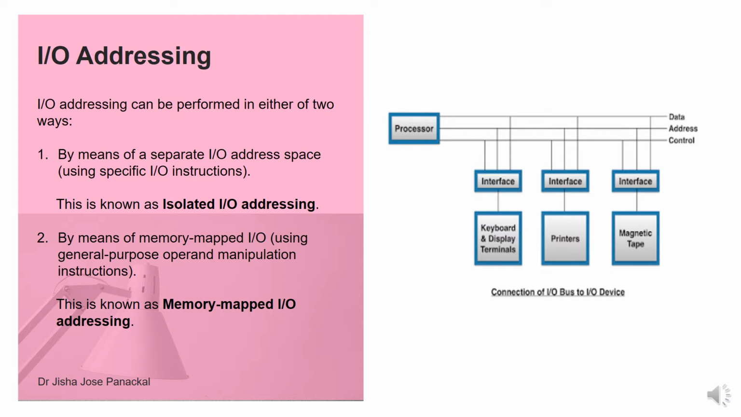And as we have discussed, we either have a separate IO bus, or we use the same system bus for connecting IO devices. We can have different lines like data bus, address bus, and control bus. And we will see what is the difference between these two types of addressing in detail in the coming slides.